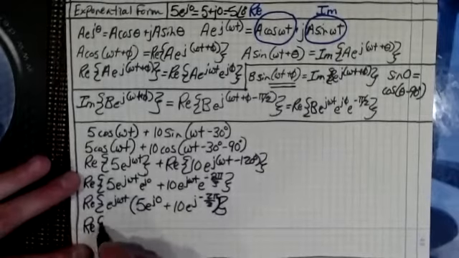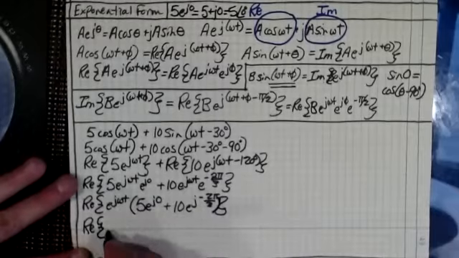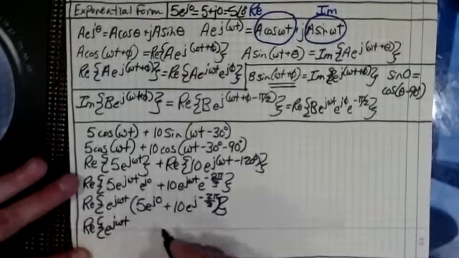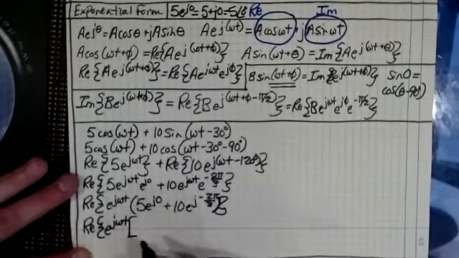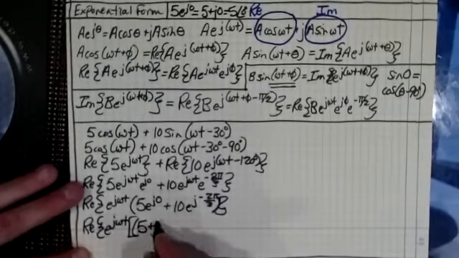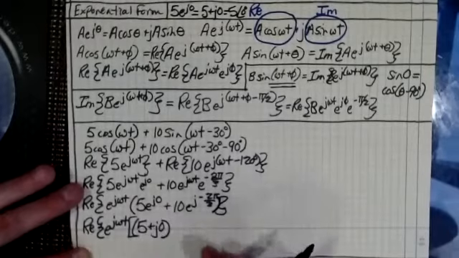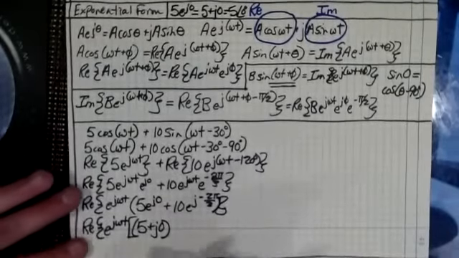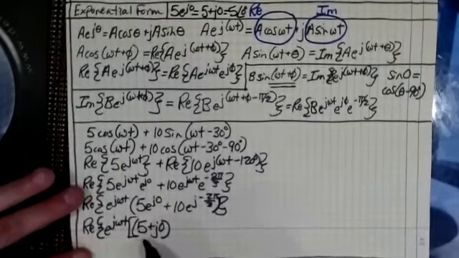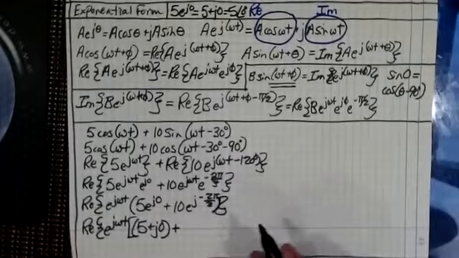So the real part of this is going to be e^(jωt), and then I'm going to do some brackets here. And this part is going to be 5 plus j0, right? Can everyone see that? e^(j0), because cosine of 0 is 1, and sine of 0 is 0. See, that's why I did it there. Plus, now let's get this one: 10 e^(-j2π/3).